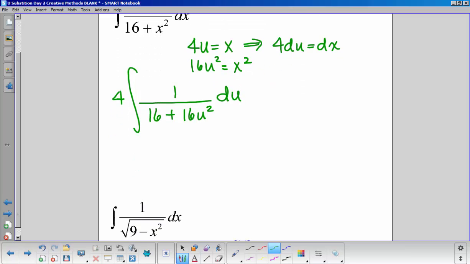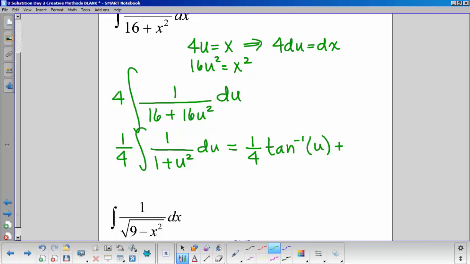Okay, now, what can I factor out of the bottom? 16. So if I factor out 16, I get 4 over 16, which is 1/4 times the integral of 1 over 1 plus u squared du. And aren't you happier about that? Because what is this integral? This integral is 1/4 inverse tangent of u plus c. But what is u? x over 4, right? So it's 1/4 inverse tangent of x over 4 plus c.